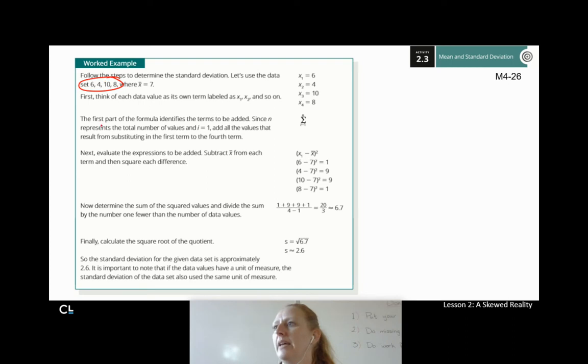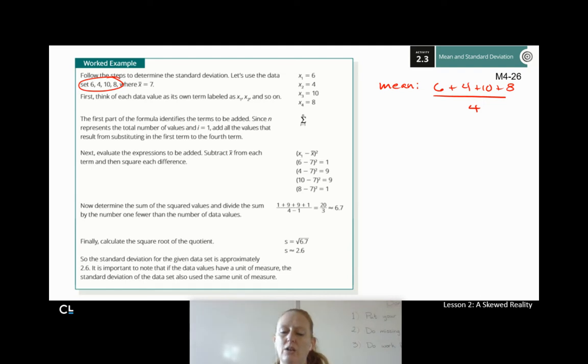6, 4, 10, and 8. The first thing I need to do is calculate the mean. That is the first thing you have to do. So I'm going to take my 6 plus 4 plus 10 plus 8. And since there's 4 of them, I'll divide by 4.